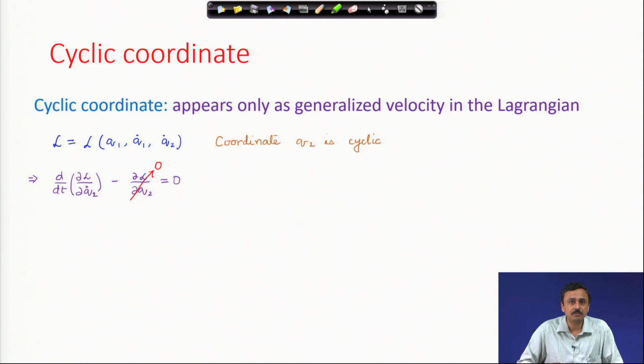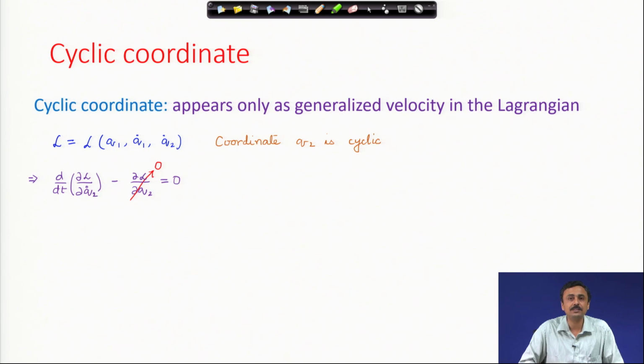And why is this important? Just recall Lagrange's equation of motion corresponding to the coordinate q2. It is d/dt of del L/del q2 dot minus del L/del q2 equal to 0. Now, if q2 does not appear in the Lagrangian, then del L/del q2 must be 0, and it means a total time derivative of del L/del q2 dot is 0. And what is del L/del q2 dot? We have seen in the last lecture that del L/del q2 dot is the momentum conjugate corresponding to the coordinate q2, or the generalized momentum corresponding to the coordinate q2.